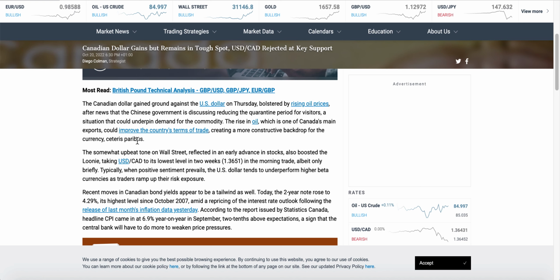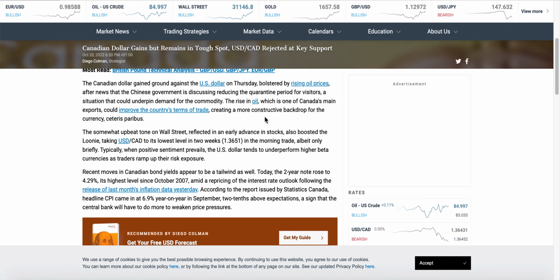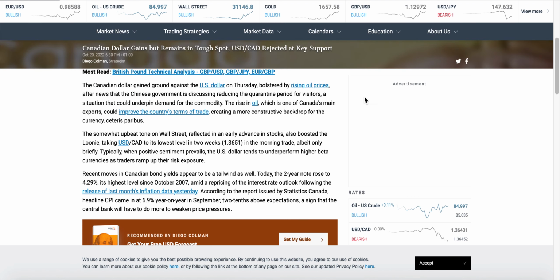Forgive me, I can't read all of that. So the somewhat upbeat tone of Wall Street, reflected in an early advance in stock, also boosted the loan, taking USD, and so on. All these ones you are not concerned about. This one tells us that oil rose as a result of the Chinese government discussing reducing the quarantine period for visitors. Hope you understand. So this one is number 1 point.